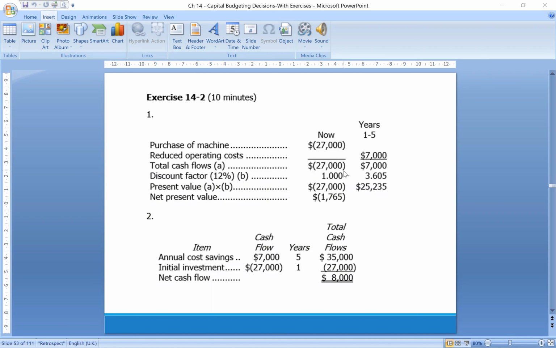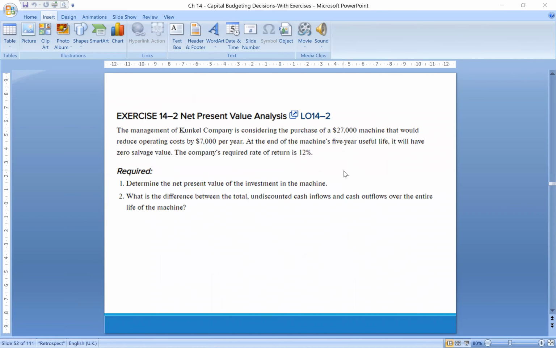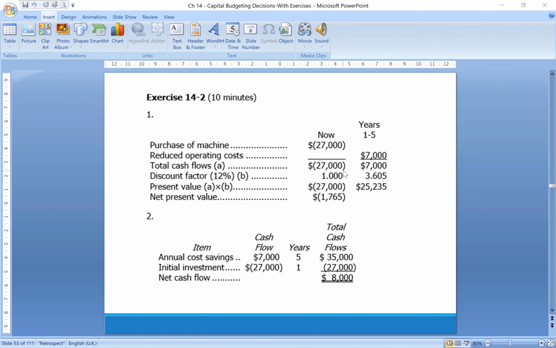So we need a factor from table 2. Table 2. The conjunction between what? 12% and what? 12% and 5 years. 12% is here. If you use the table, we need to look at 12% and 5 years, table number 2. So the factor will be 3.605. So 7,000 multiplied by 3.605 equals 25,235. These are net profit or net cash inflows.